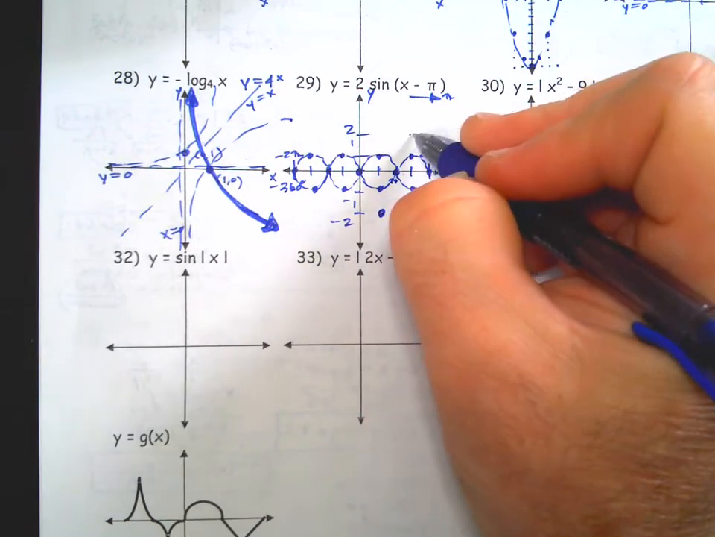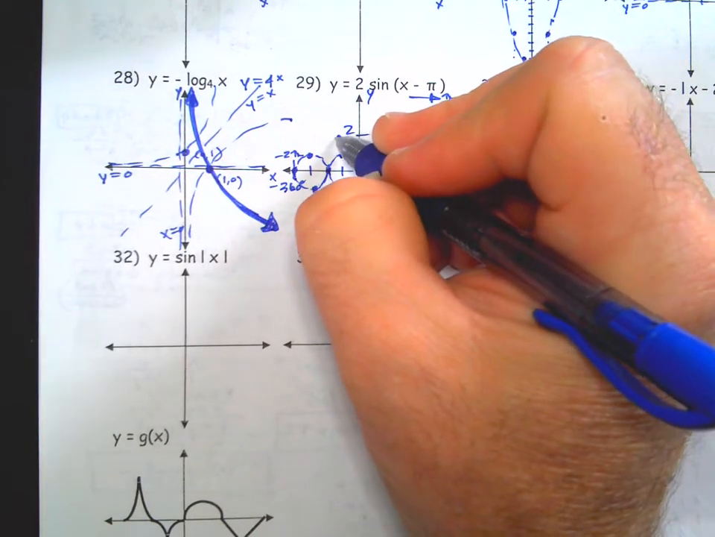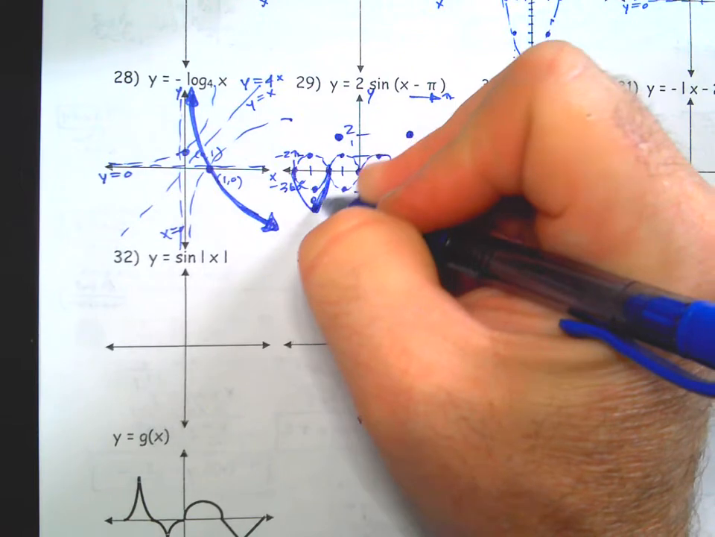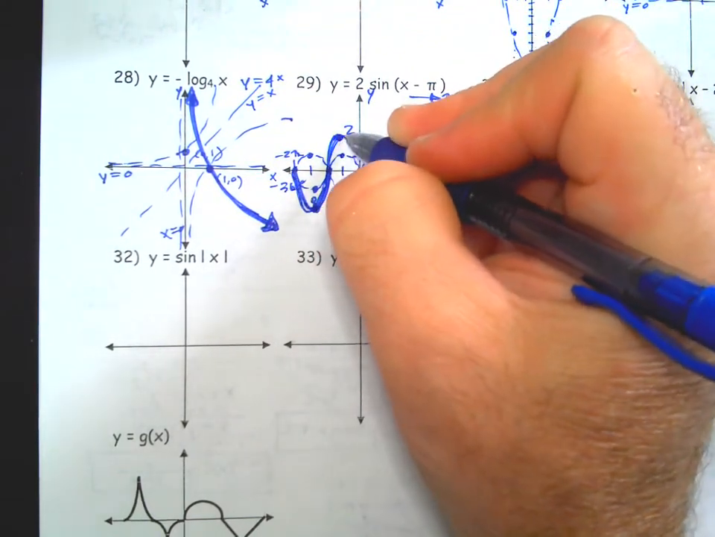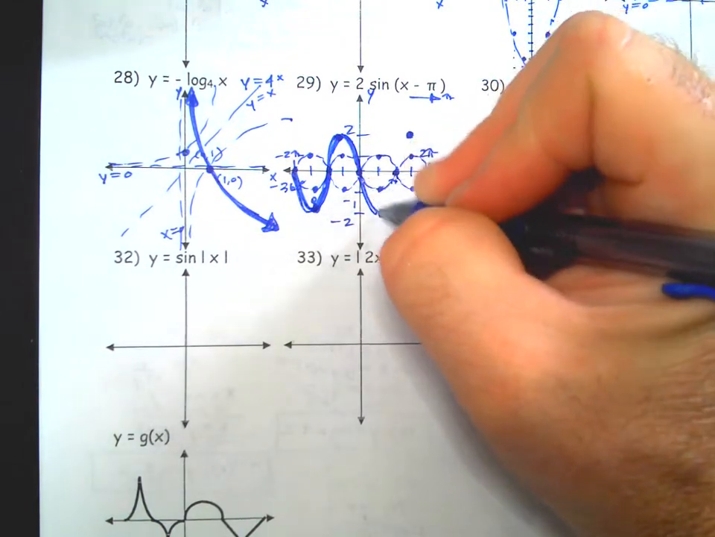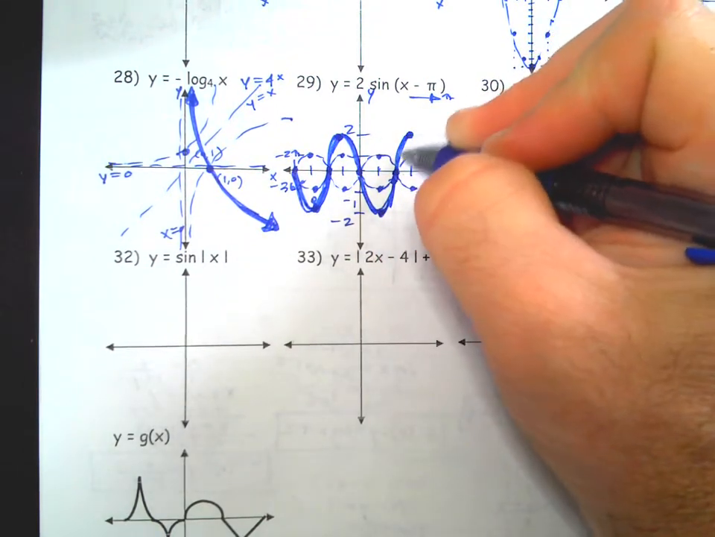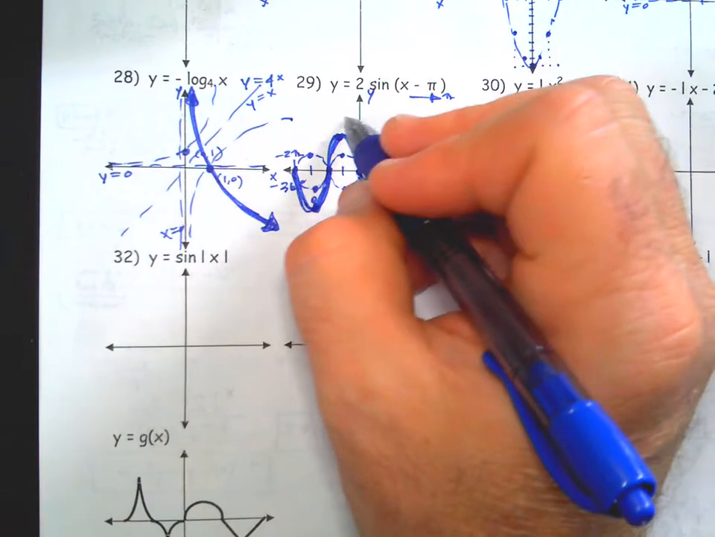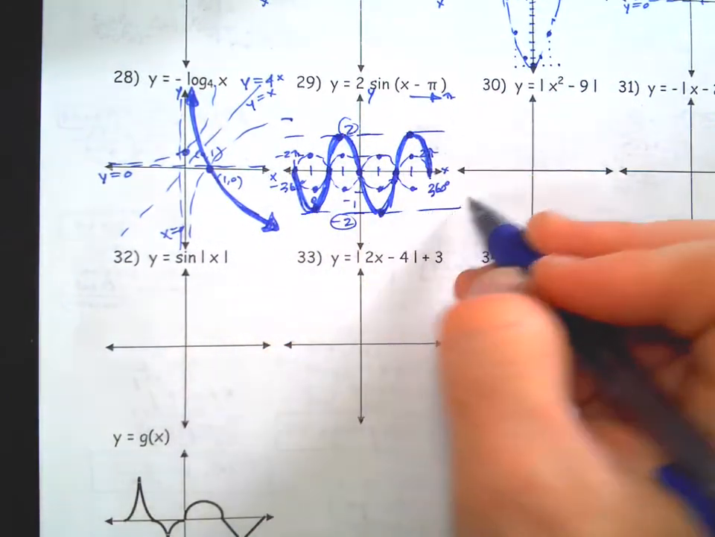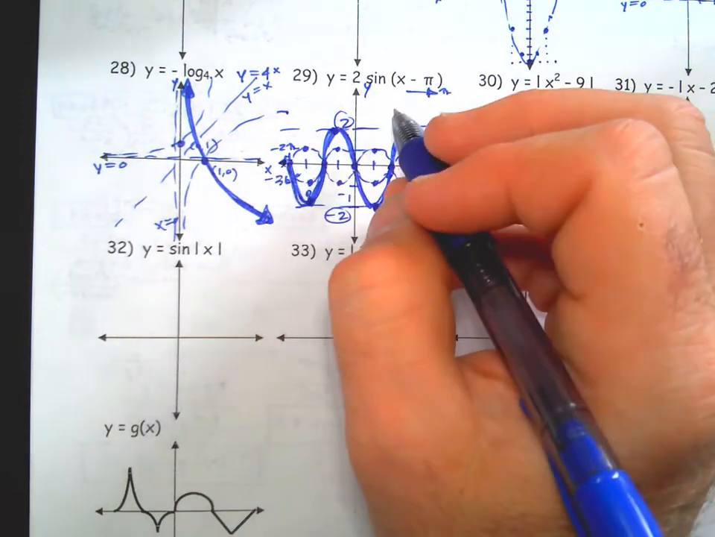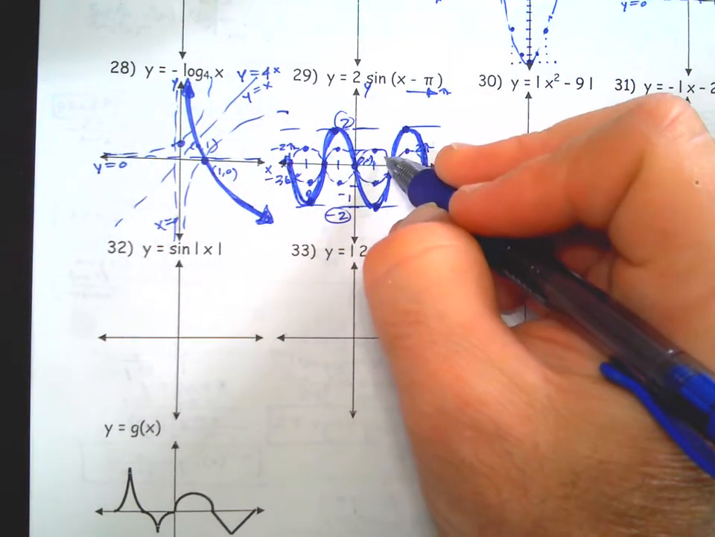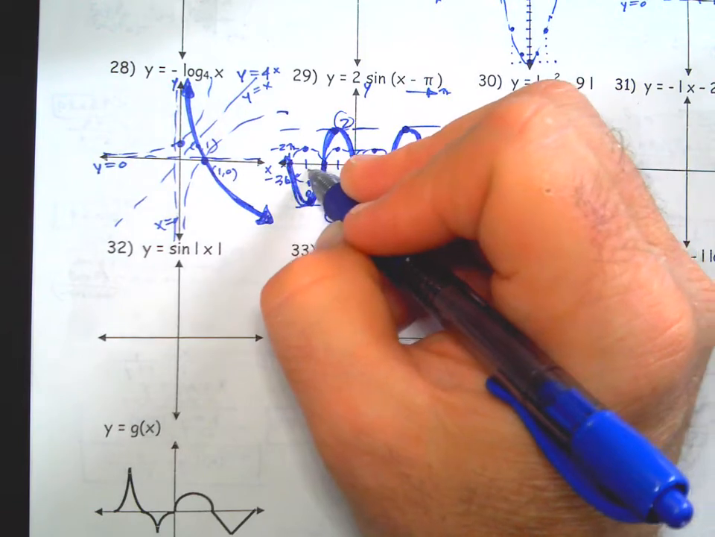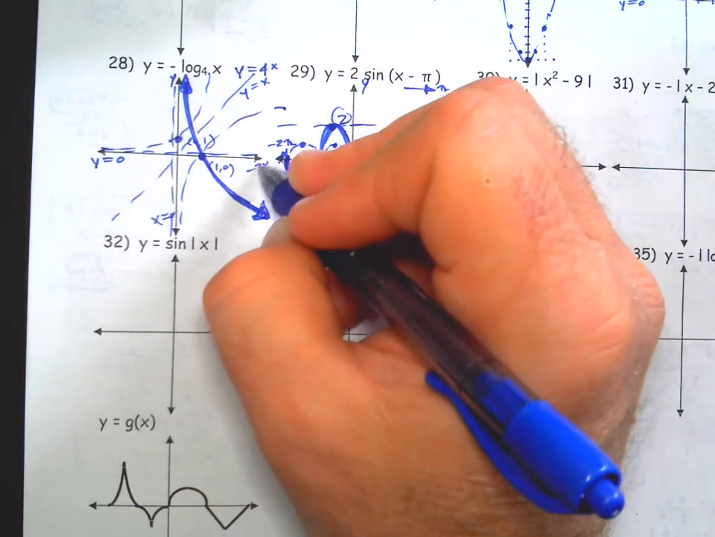So draw the points. Connect it. Nice solid line. Okay, period labeled. That's important. Max and mins labeled. That's important. I guess intercepts would be 0, 0, pi 0, 2 pi 0, negative pi 0, negative 2 pi 0.